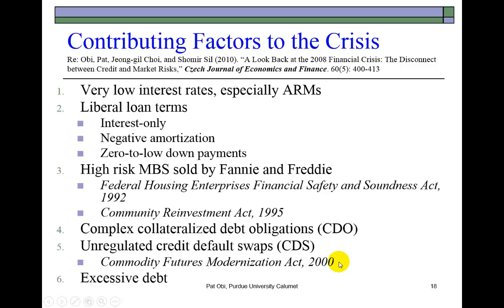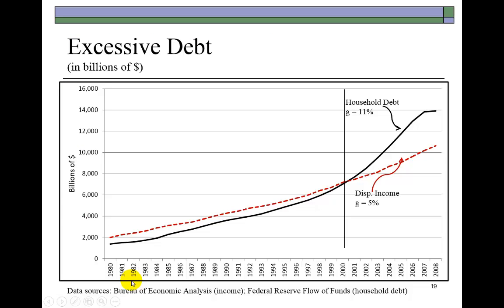As far as I am concerned, the key culprit of the global financial crisis of 2008 is excessive debt. And why do I say that? Well, look at this picture right here. This shows you the U.S. household debt and disposable income from 1980 to the end of 2008. And as you can see, in general, the red line, which is disposable income, usually plots above the black line, which is household debt. But look at what happened in the focus period I showed you earlier.